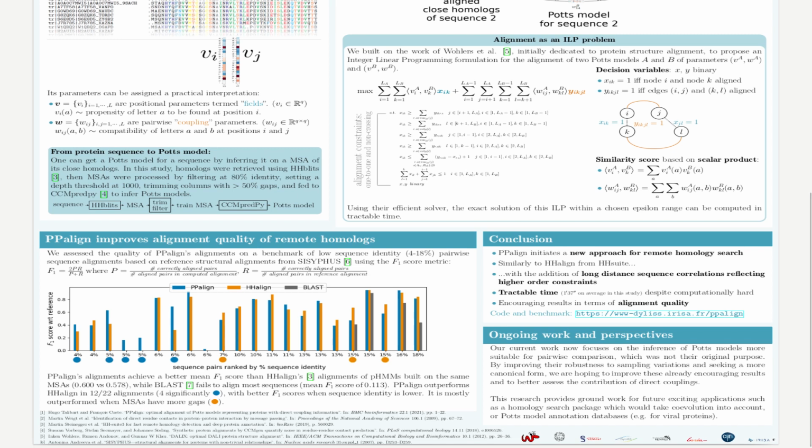In some cases, however, our alignments were worse when taking this coupling information into account, and we are currently working on improving these results. Potts models were initially designed for direct interaction prediction, and we are now focusing on how to build Potts models better suited for pairwise comparison, in particular by making them less sensitive to small sampling variations.